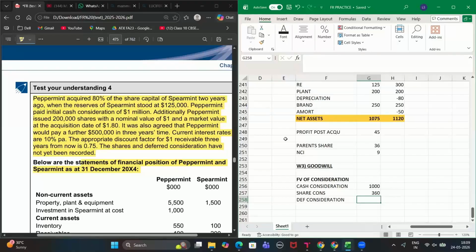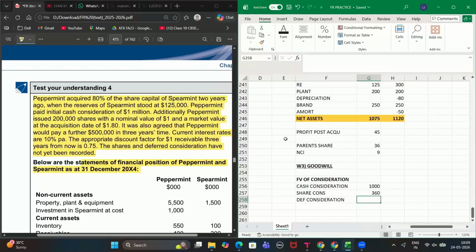So when is it being paid? Is it paid today? No. We are not paying it today, but we are paying it after 3 years. So what should we do? Present value. We have to find the PV of the consideration.